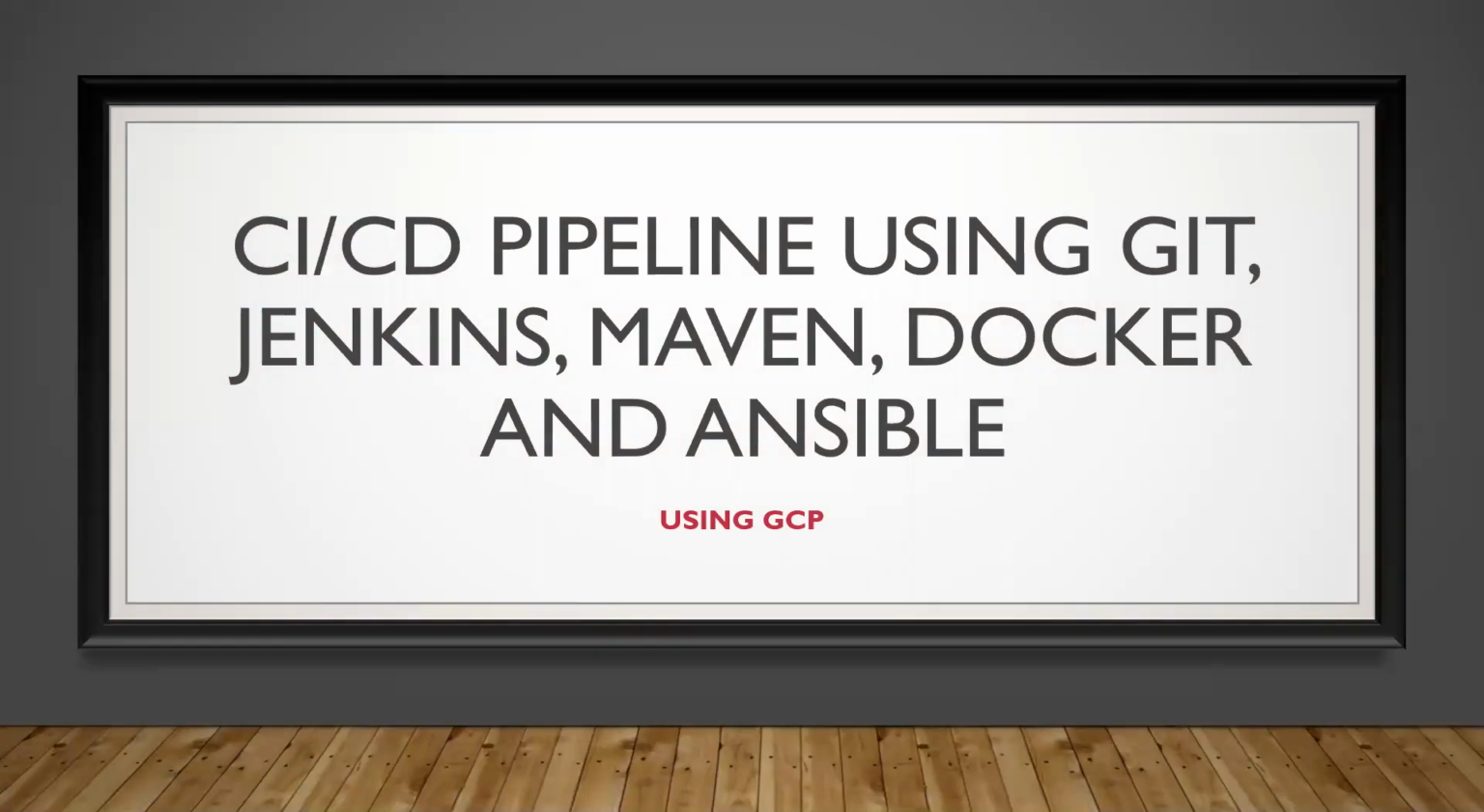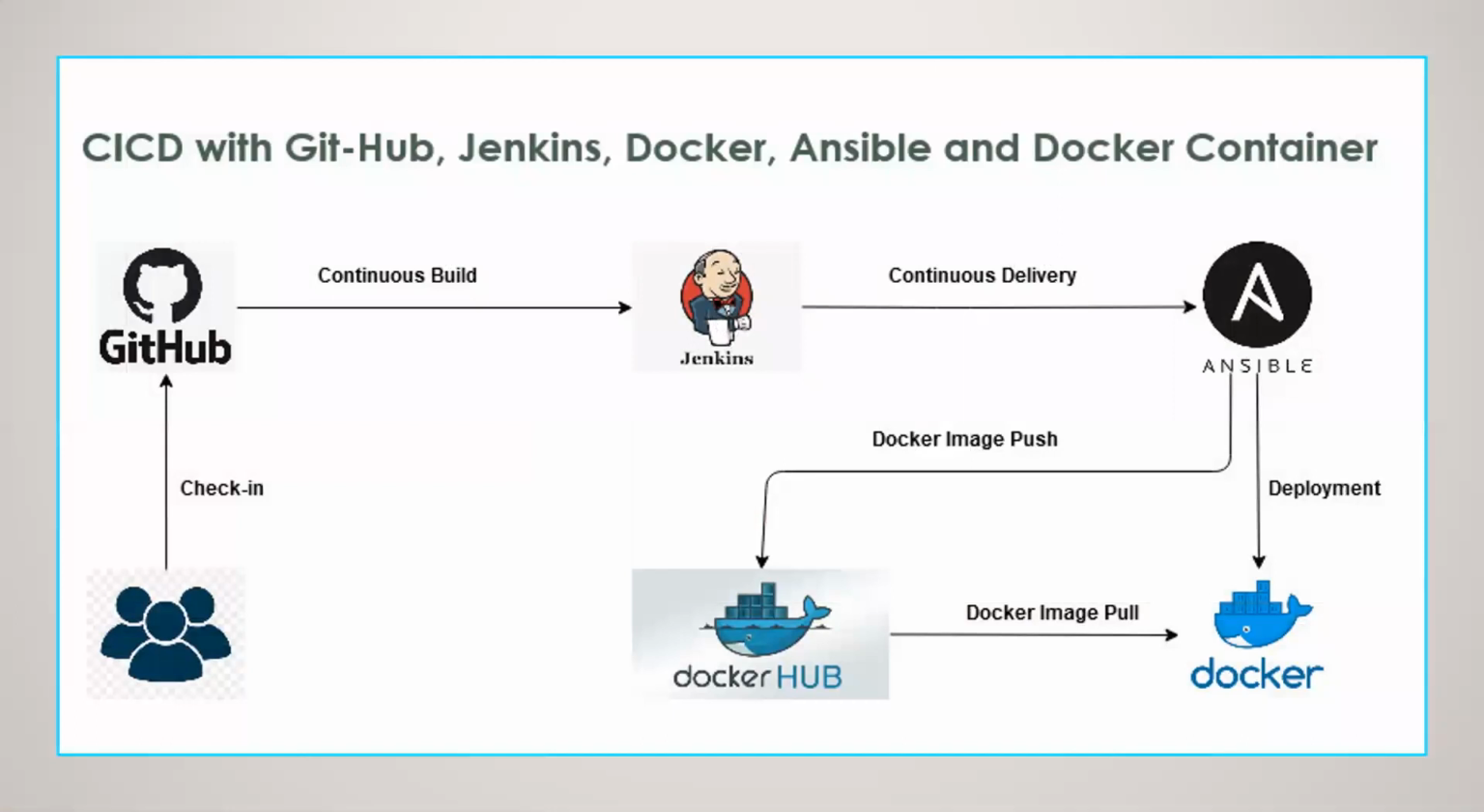Now we will discuss the CI/CD pipeline using Git, Jenkins, Maven, Docker, and Ansible using GCP. The flow for this POC is: the user will check in the code to GitHub, and Jenkins will create the build using Maven. Ansible will use playbooks to create the Docker image and push it to Docker Hub. At the same time, in the second playbook, Ansible will deploy the Docker image, which is pulled from Docker Hub.